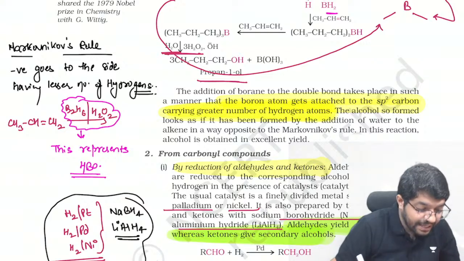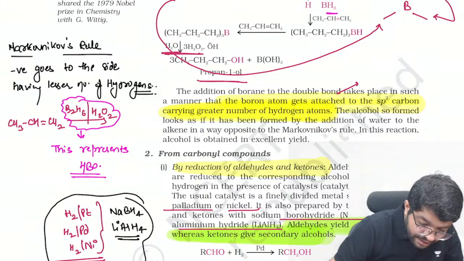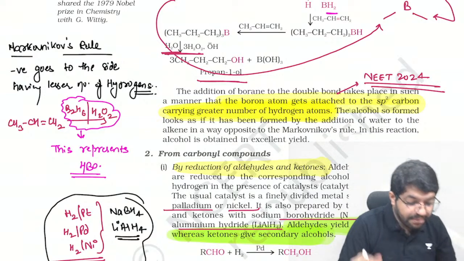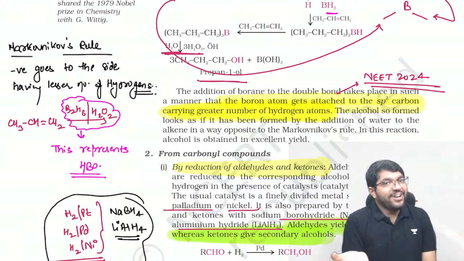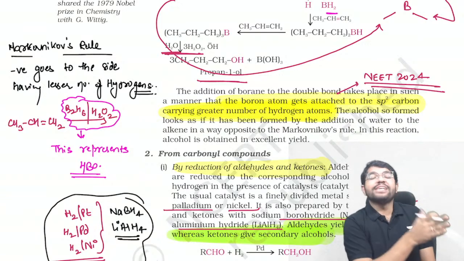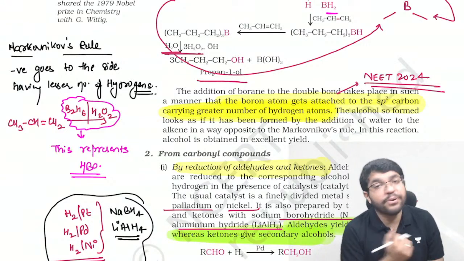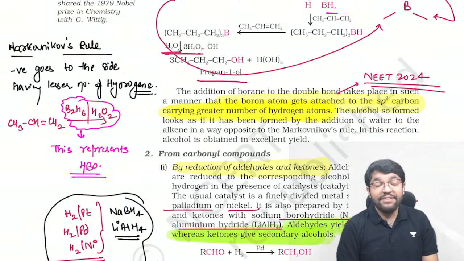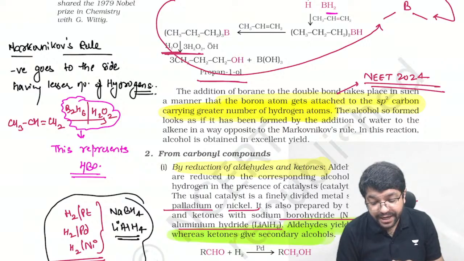Most important statement, may please pen it down for your NEET 2024 question. Very, very important. The BH2 gets attached to the carbon with more number of hydrogens. So where does H go? To the carbon with fewer hydrogens. And that is why it turns out as an anti-Markovnikov rule in terms of the final product. Very, very important. NCERT line by line to be taken, my dear friends.